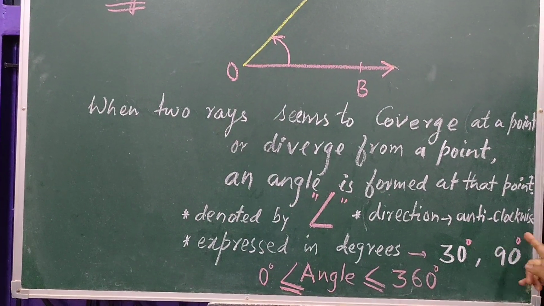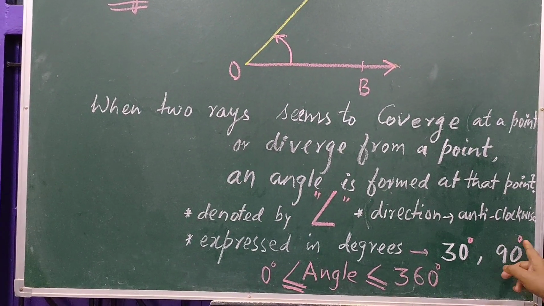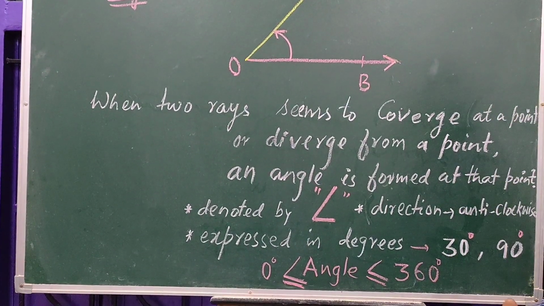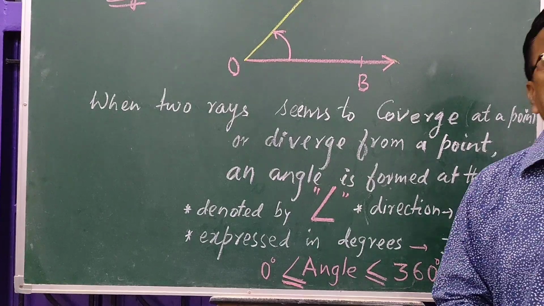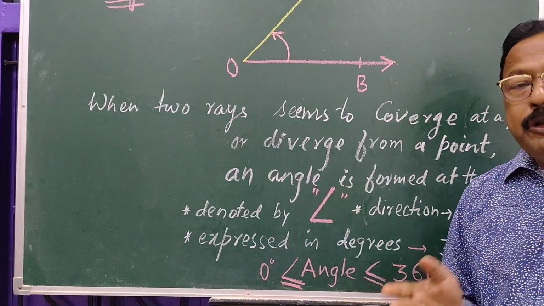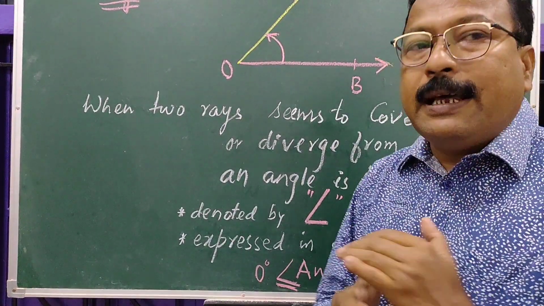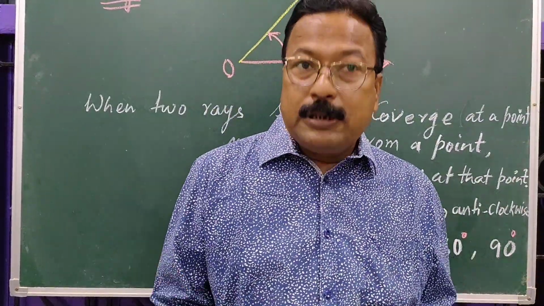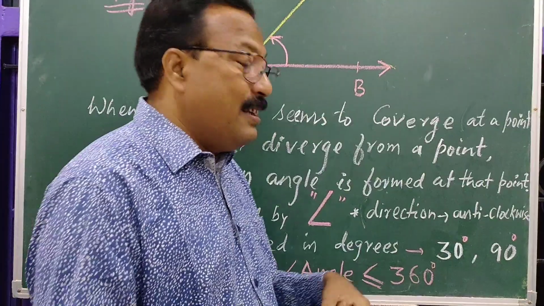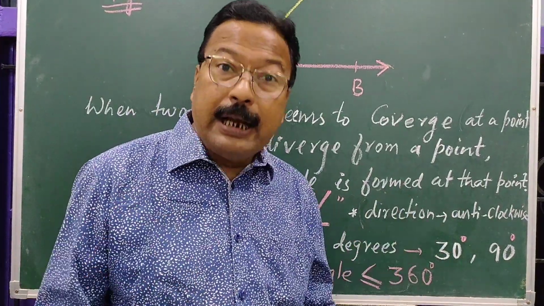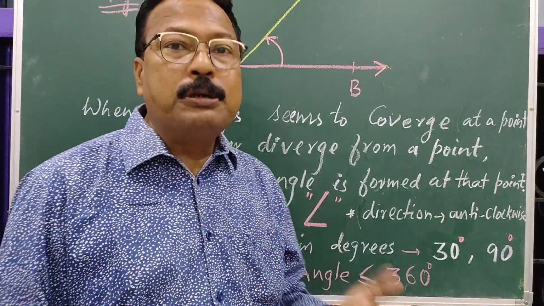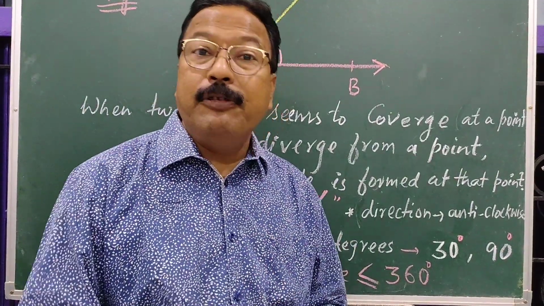This is in red ink. An angle always lies between 0 and 360 degrees. We know that an angle less than 0 degrees is not possible in geometry. That means the concept of a negative angle is not possible in geometry, nor is an angle more than 360 degrees.